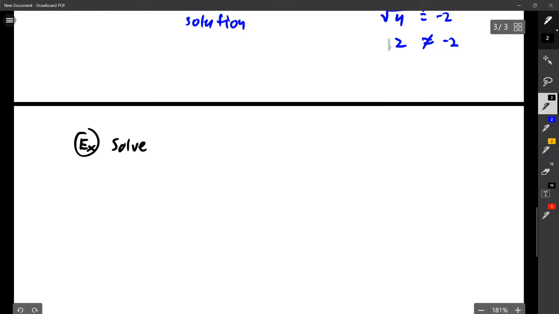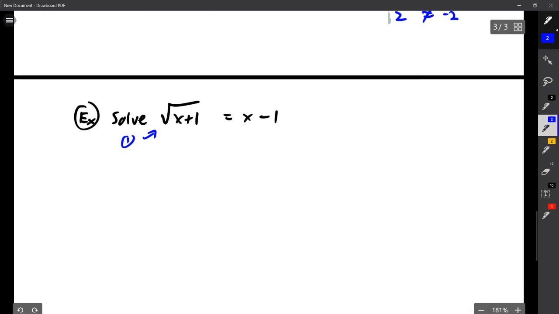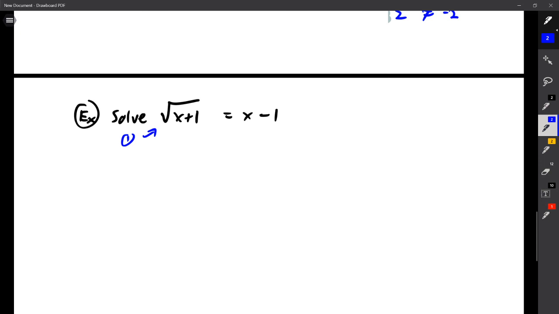Solve, what are we solving here? Square root of x plus 1 equals x minus 1. Well, so once again, step 1 is already done for us because the radical is already by itself on that side of the equation. So now we need to square both sides.